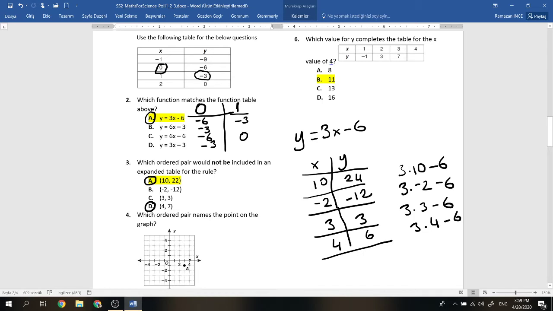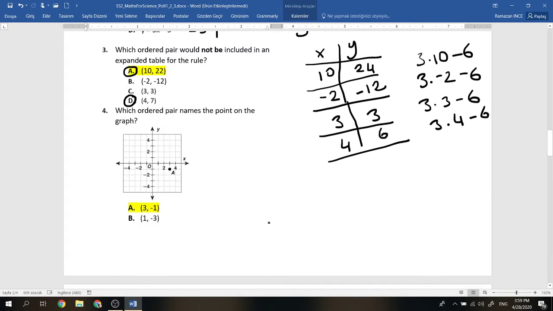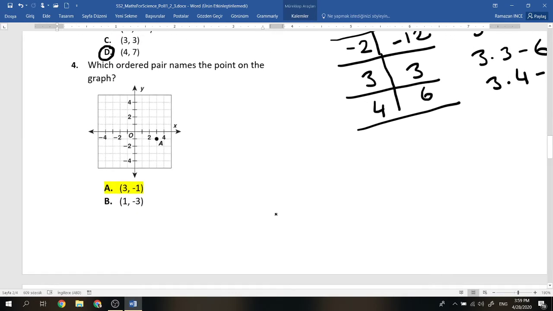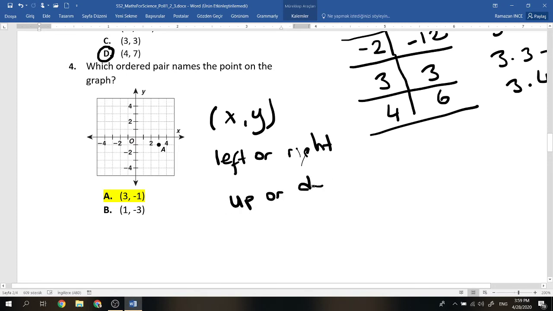Now when we look at the graph here, it is asking which ordered pair is the point A. Let me increase the size of the screen a bit more, then you will see better. Now, as you know, for ordered pairs, the first component will be x, the second component will be y. Means the first one is left or right, the second one is up or down, as you remember.